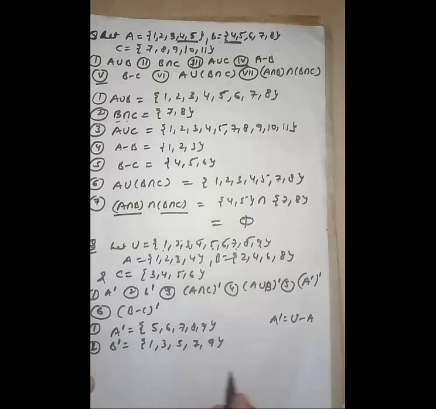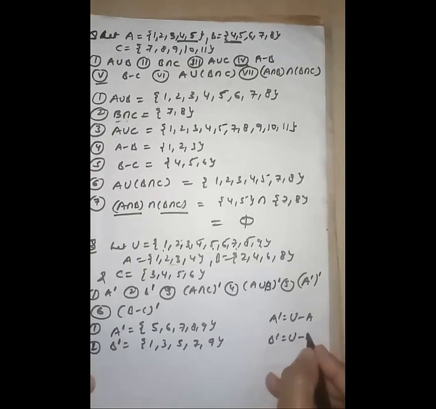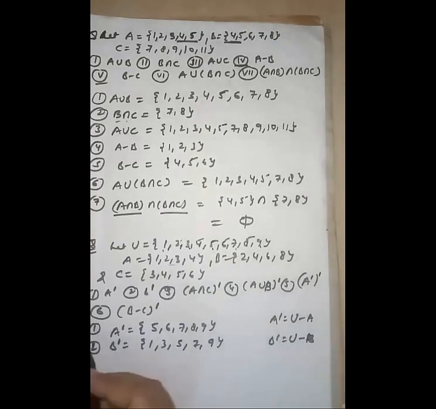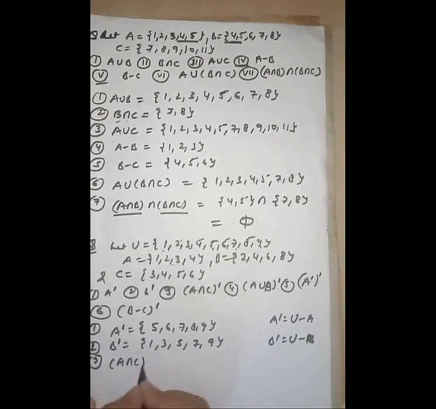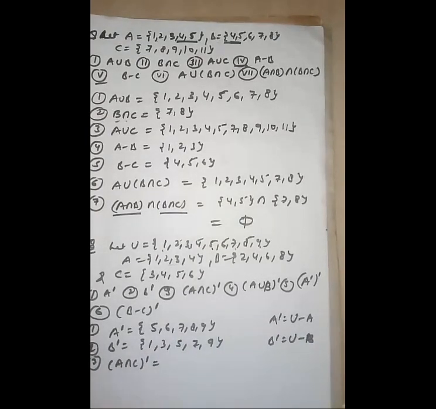So this is the B complement set, because B complement means universal set minus B. It means you have taken only the elements which belong to the universal set, not in B. Okay, now the third one is A intersection C complement.